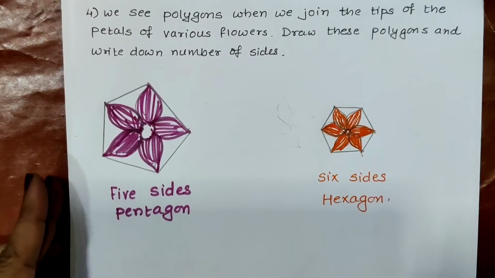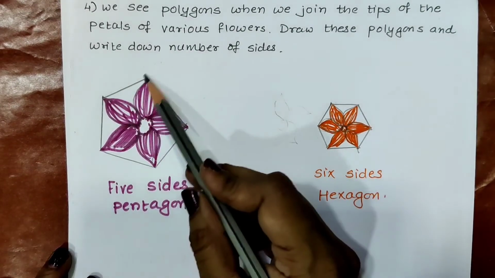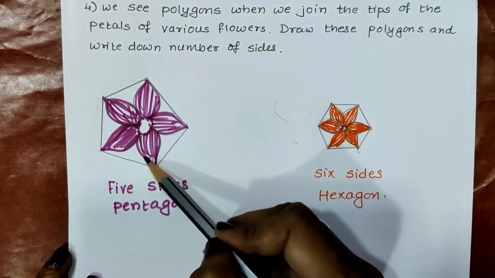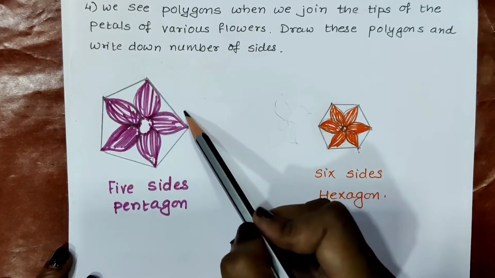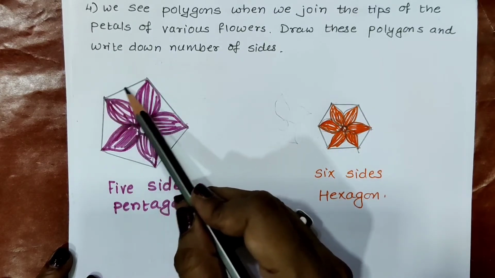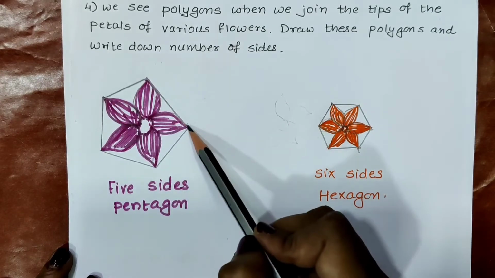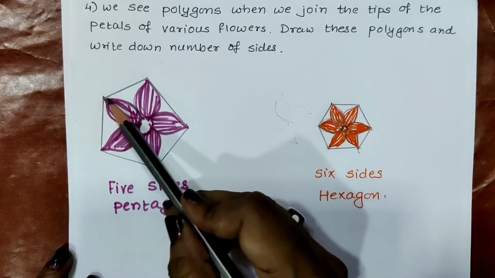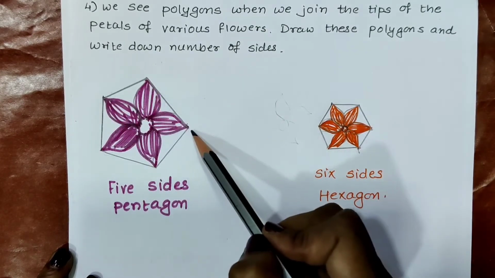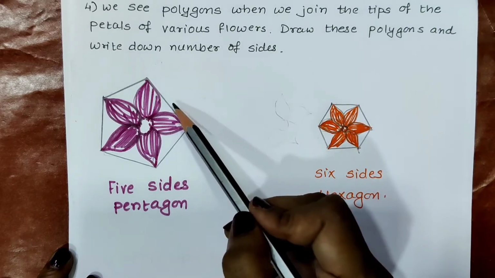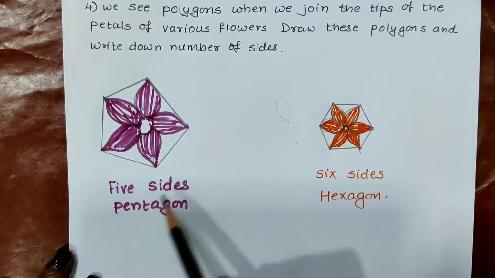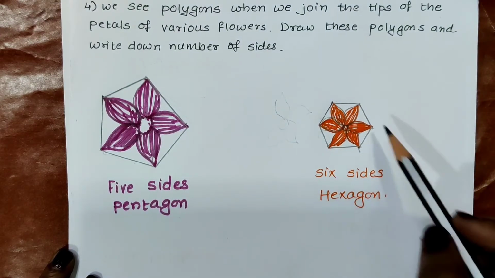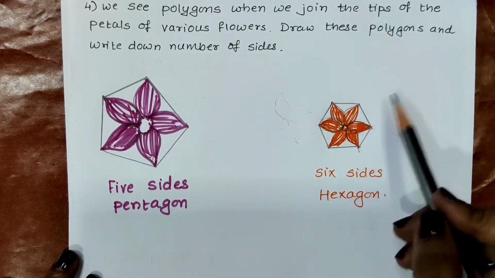Here in first polygon I have drawn 5 petals, 1, 2, 3, 4 and 5, and then I have joined the tip of these petals. Can you see the tips are joined? 1, 2, 3, 4 and 5. So 5 petals and the tips are joined, so we can see 5 sides are there. 1, 2, 3, 4, 5. 5 side means pentagon.